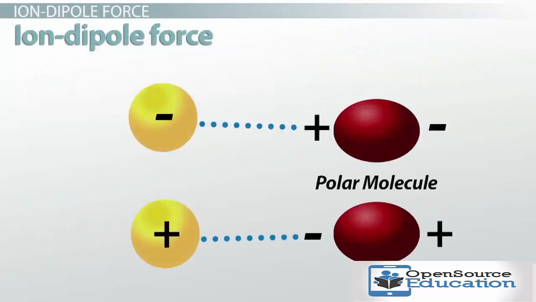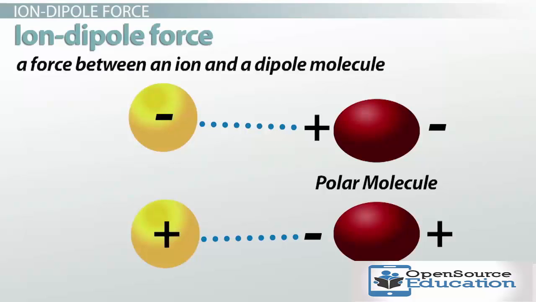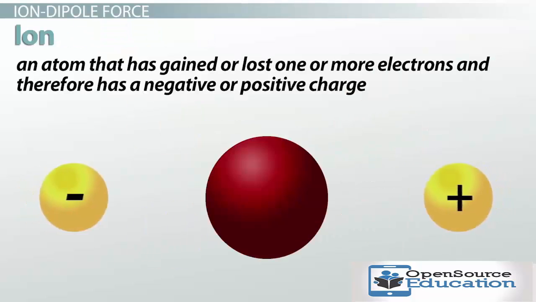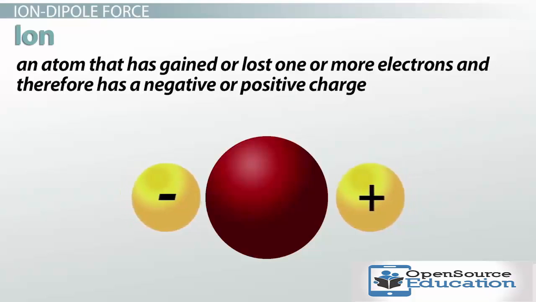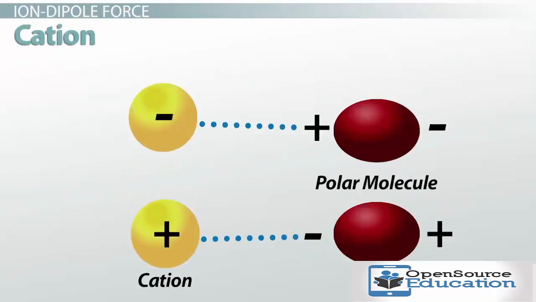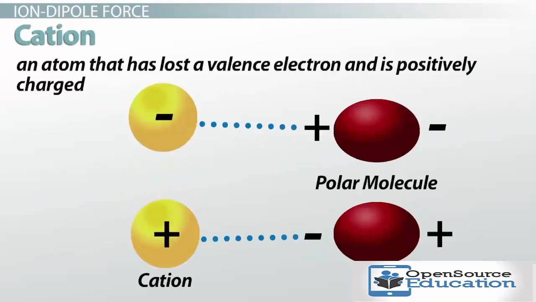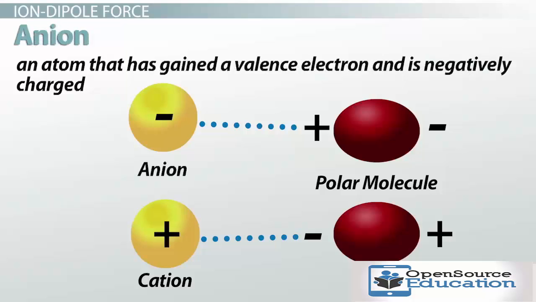An ion-dipole force is just what its name says. It is a force between an ion and a dipole molecule. Remember that an ion is an atom that has gained or lost one or more electrons, and therefore has a negative or positive charge. A cation is an atom that has lost a valence electron, and therefore has more positive protons than negative electrons, so it is positively charged. An anion is an atom that has gained a valence electron and is negatively charged.